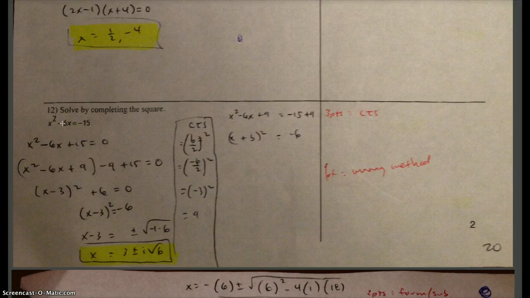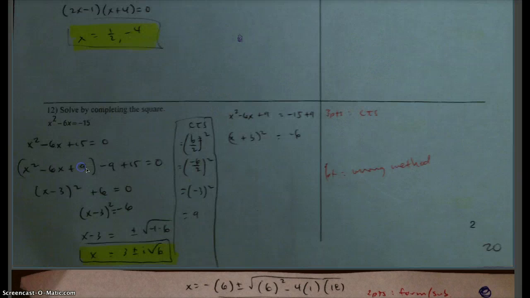Question number 12, solve by completing the square. So that's telling you very explicitly. Your C value is already on the right side, which is great. Let's just say you got confused by that. You can put it on the left side. Now you have A, B, and C. Move over your C value. Your B value here is -6. You're going to take -6 and half of that. That's -3. -3 squared is 9. So I add 9 here.